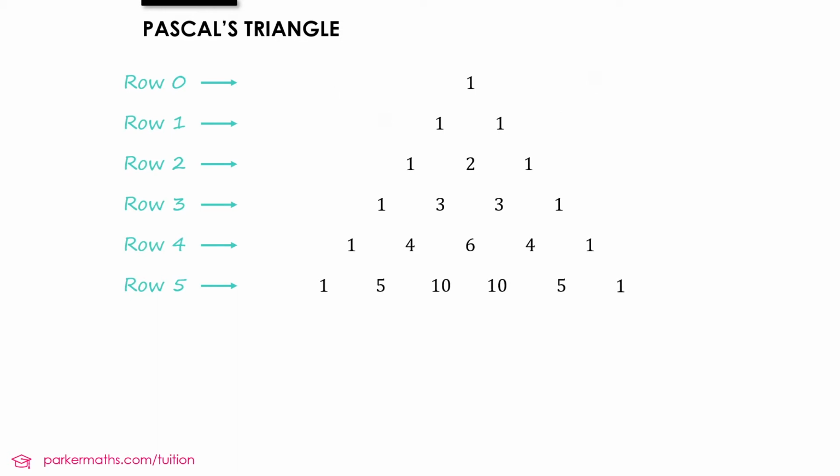A key point that I'd just like to stress again before we move on is that the first row we're actually calling row 0. And the reason for that is that later on when we look at calculating rows that are much further down in the triangle, it makes those calculations much simpler to do.